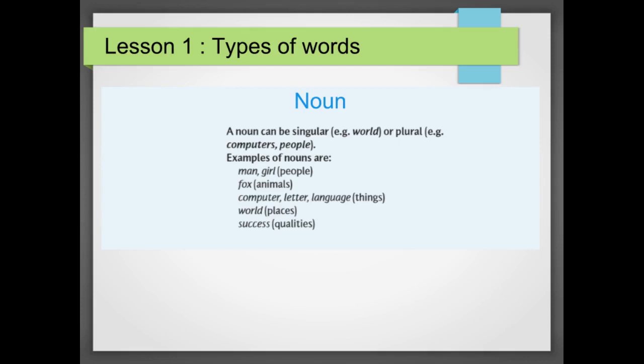Learn English grammar. Lesson 1, Types of words and word order. A noun. In English, a noun can be singular, for example, world, or plural, for example, computers, people. Examples of nouns are man, girl, people, fox, animals, computer, letter, language, things, world, places, success, qualities.